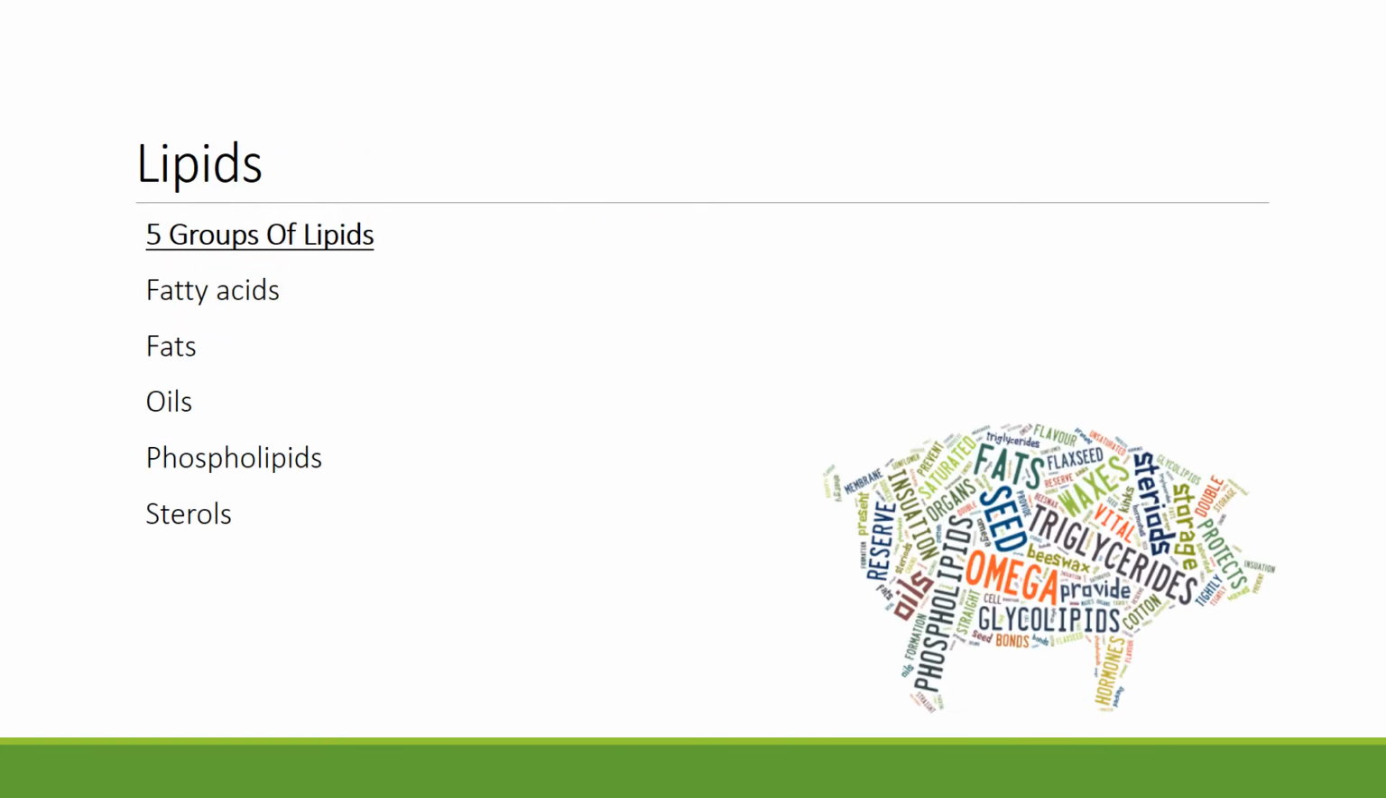Let's look next at lipids. There are 5 main groups of lipids. They include fatty acids, fats, oils, phospholipids, and sterols, and we will be talking about each of these.